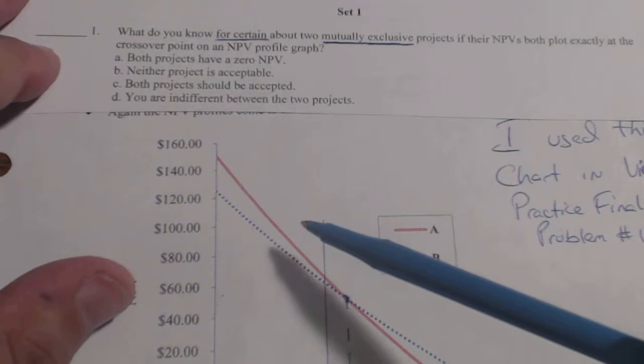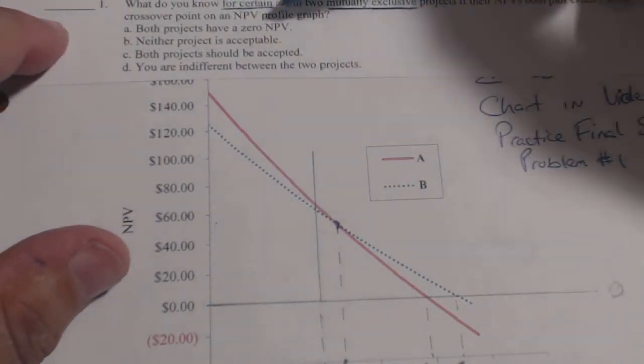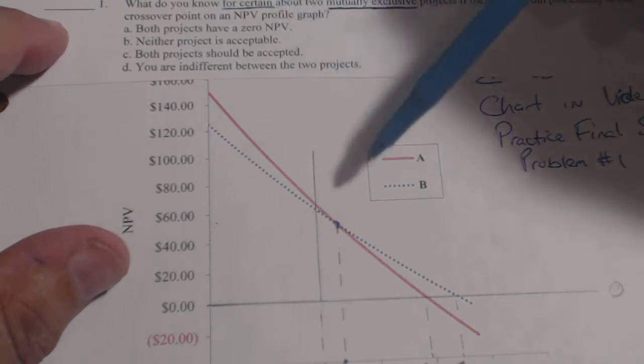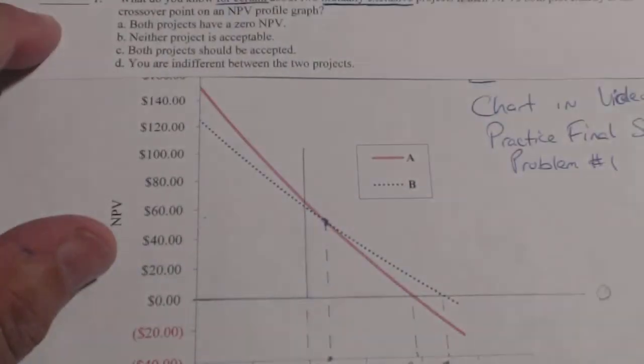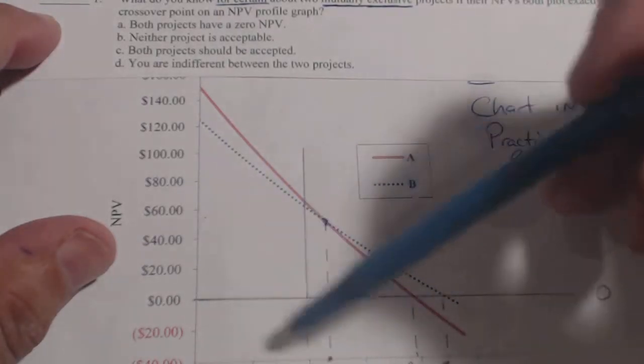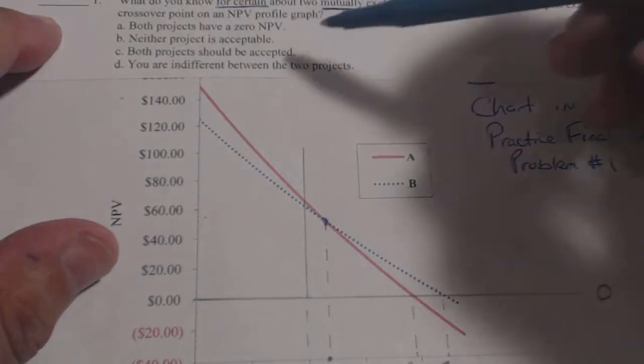Okay, so let's look at this again. And so the first thing, are both projects have a zero net present value? Well, not necessarily. In this case, they don't have a 0 net present value. They could have a positive net present value. It could have a 0 net present value. It could have a negative net present value. These things could cross over down here. These could cross over at 0. So that's not one of the answers, obviously.